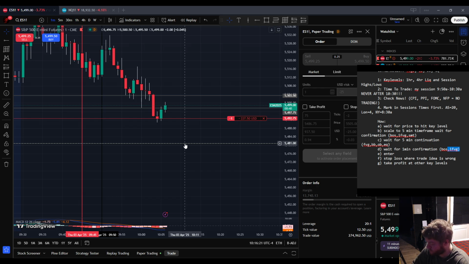I'm looking at price going much, much higher. We sweep it. We did. We swept liquidity on the 5-minute, which means it is in fact going to continue moving much higher.